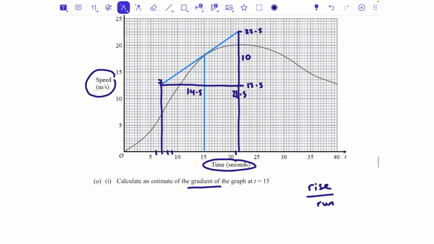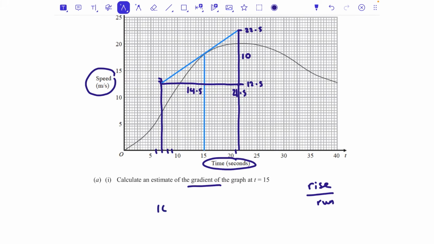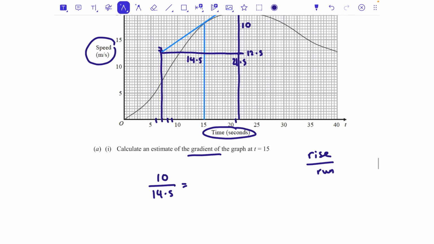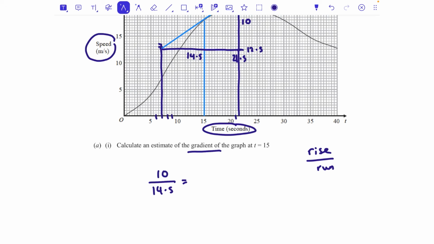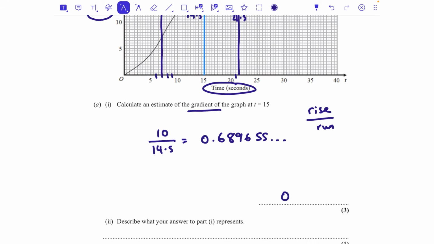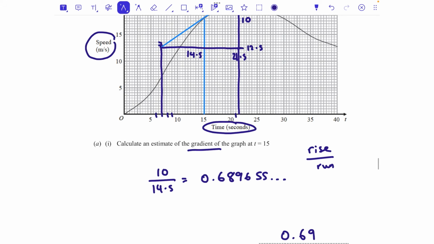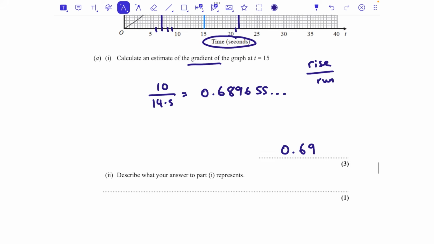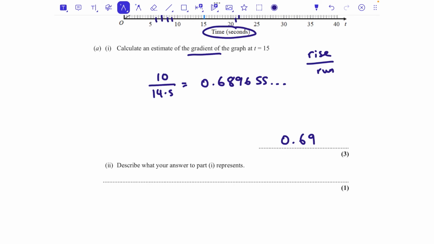So rise over run for the gradient. The rise is 10. The run is 14.5. 10 divided by 14.5 gives me a gradient of 0.689. So I'm going to put 0.69 as my answer to that. There would be a range of answers. I will pop it in the description down below, the range of answers that you would be allowed for that question. Describe what your answer to part I represents.